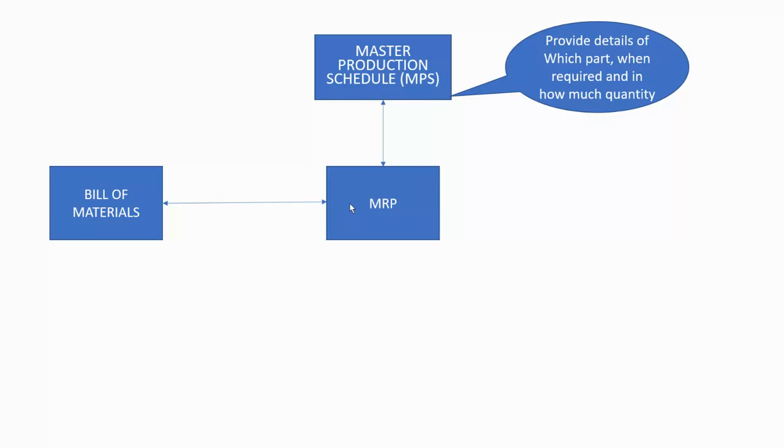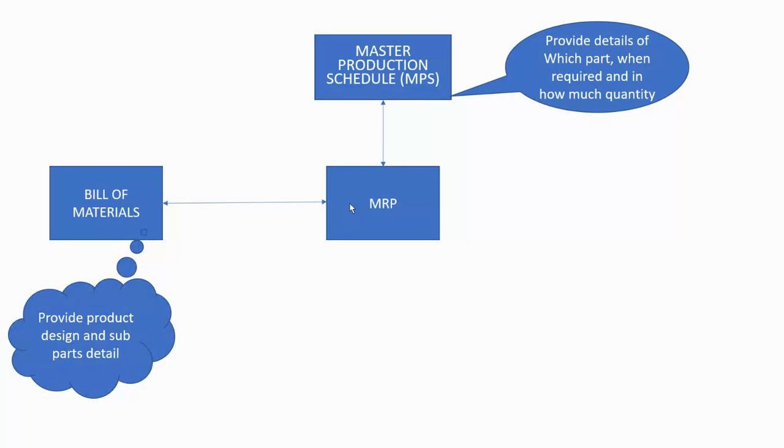Second is the bill of material. The bill of material provides our product design and subpart details, for example, a cam and follower assembly.